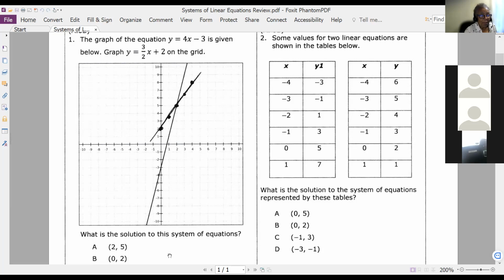Because if you put a 0 here, you get 0 minus 3 is minus 3, and you put a 0 here, you get plus 2. They're not equal. And that would be the same for the other choices. They won't be equal.